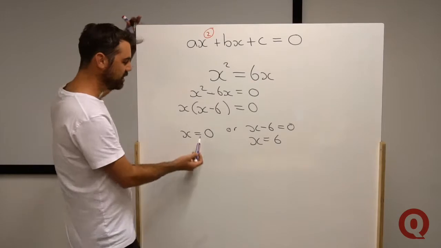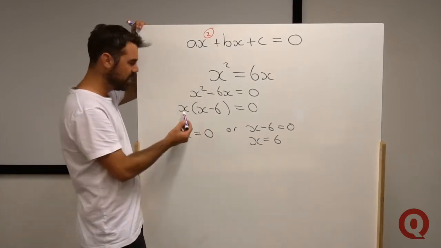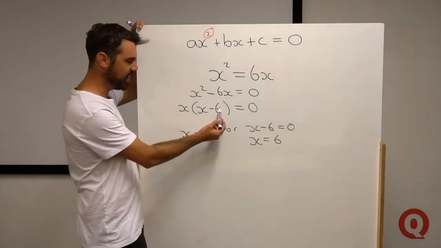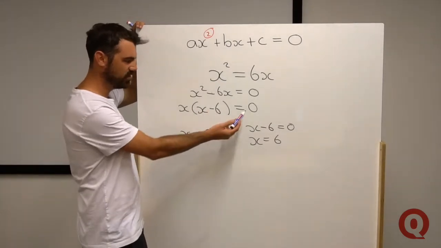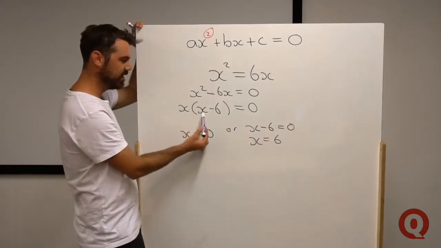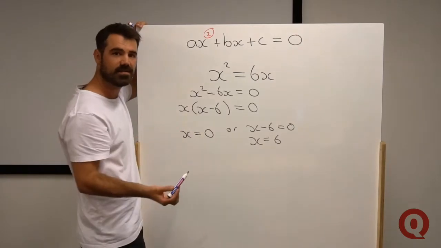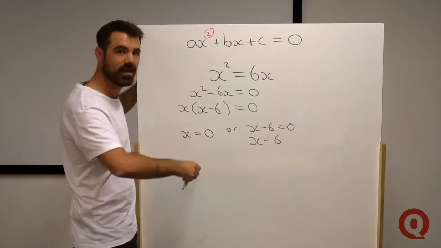If we substituted the value of 0 into this sum over here, just to make sense for you, I'll have 0 times 0 minus 6, so 0 times negative 6, which is 0. Or if I put 6 into this equation, I'd have 6 times, what is 6 minus 6? 0. So 6 times 0 is 0. So it makes sense. And that's just the start. Wait for the next one.